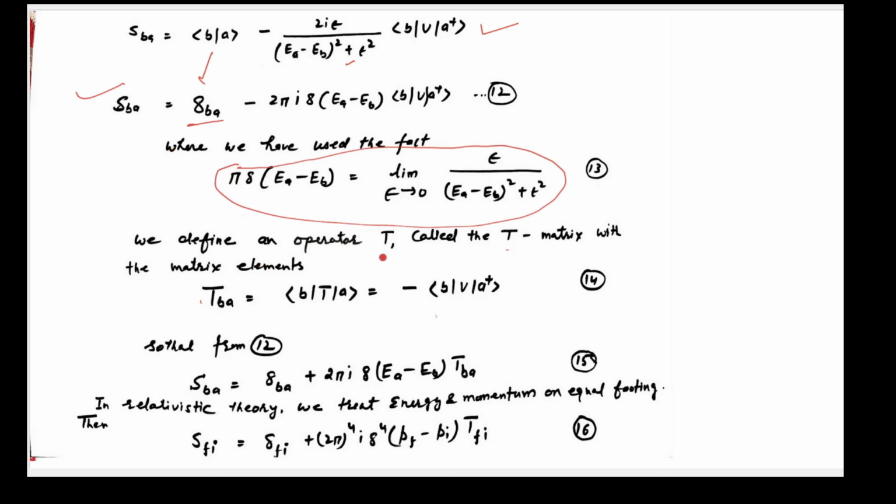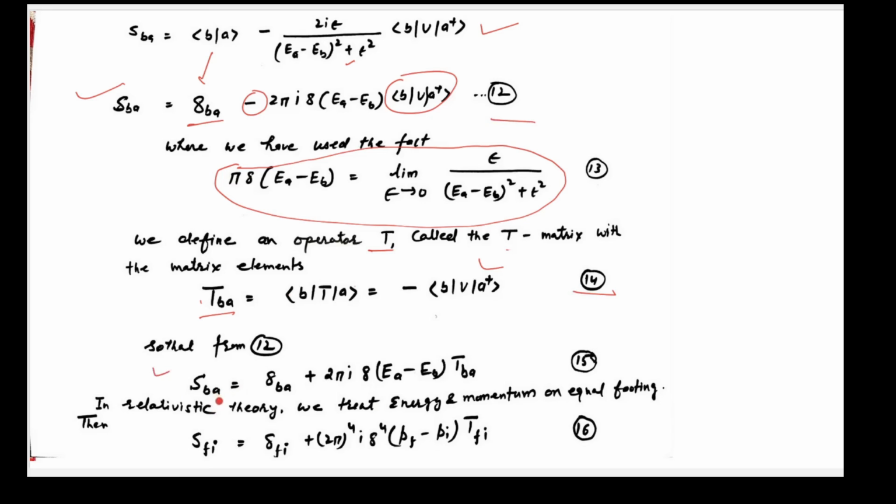Now we define an operator T, which is equal to this with a minus sign. So T is an operator whose matrix elements are T_BA equal to minus V_BA plus, with the minus sign. So using this and equation 14 and equation number 12, we will get this.